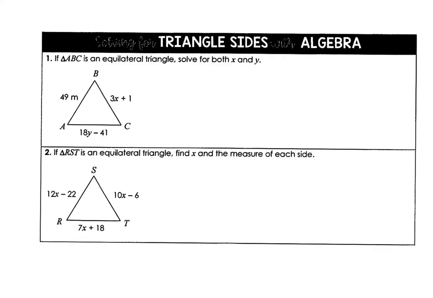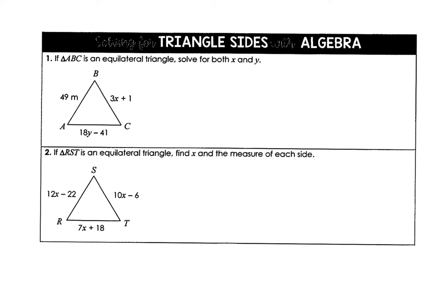So two things can happen here when you have algebra. The first page here, they actually give you a triangle with some information. The second page, they're actually just going to use all descriptions. So this first one says ABC is an equilateral triangle. Solve for X and Y.